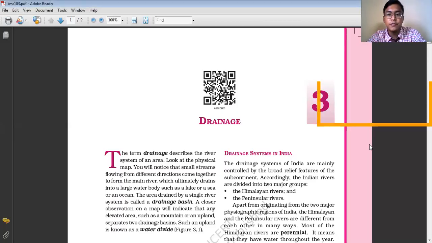So students, we are going to discuss chapter number 3, that is the drainage system of our country. And in this chapter, we are going to discuss in detail the river system of our country. Okay, that is the drainage system of our country.